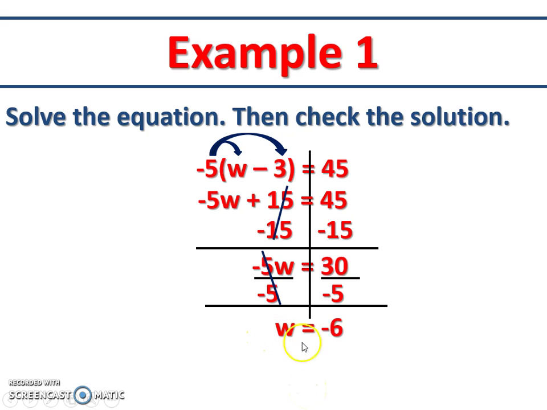And again, check your answer by plugging back in. If I plug -6 back in, -6 minus 3 is -9, and -5 times -9 gives me positive 45.